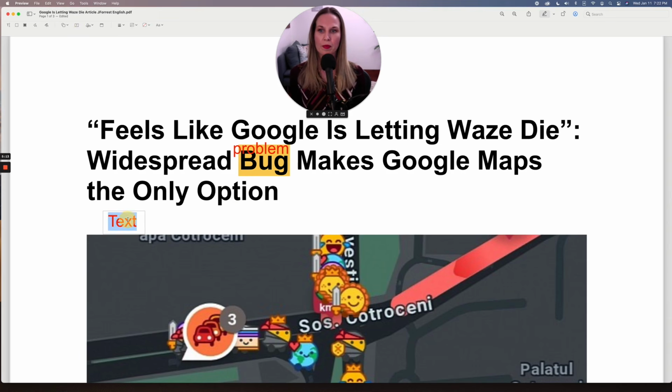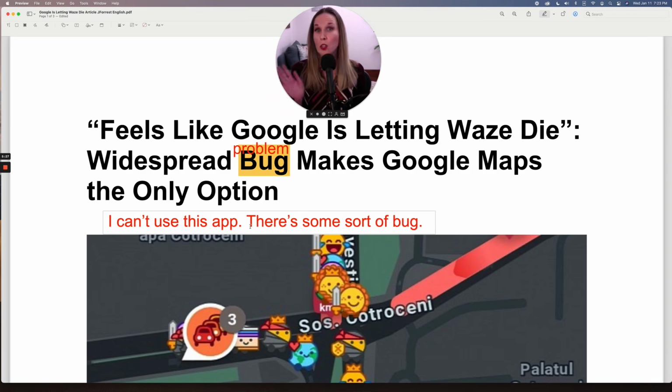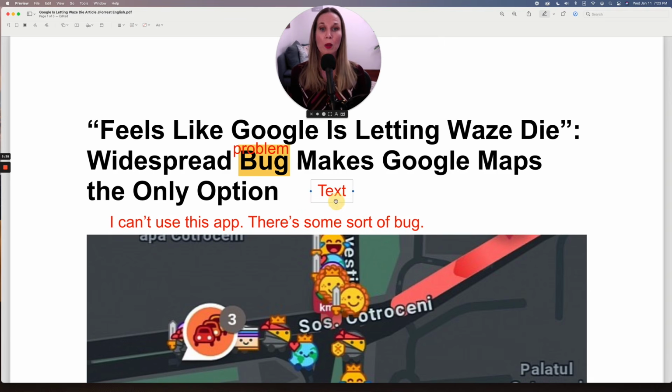So, I can't use this app. There's some sort of bug. So some sort of problem. I don't know what it is. I can't use this app. There's a bug. There's a problem. Or you might ask someone, can you help me? Can you help me fix this bug, this problem, specific with technology? So you can definitely use the noun bug when you're using it in the context of technology.